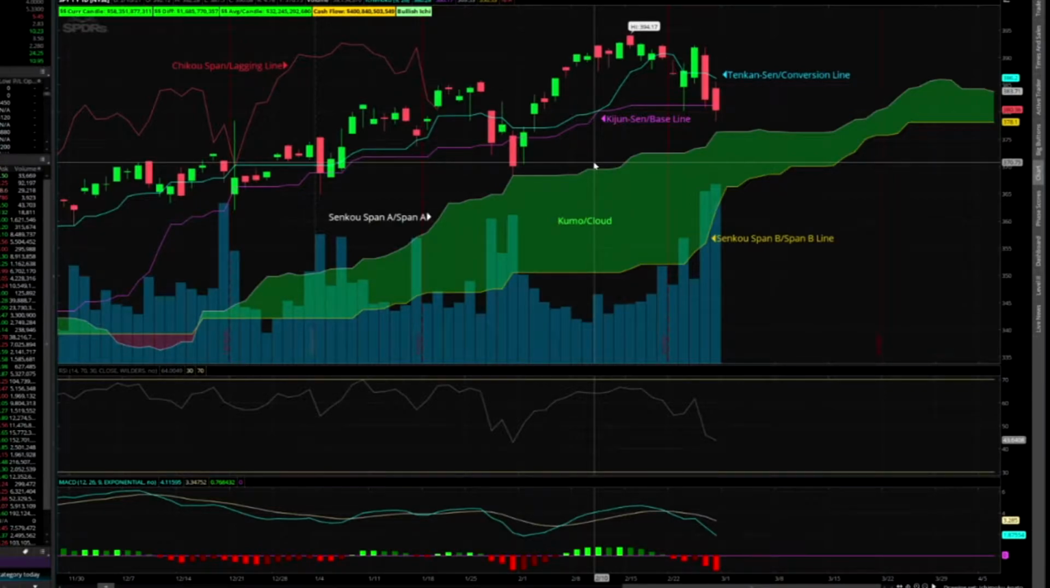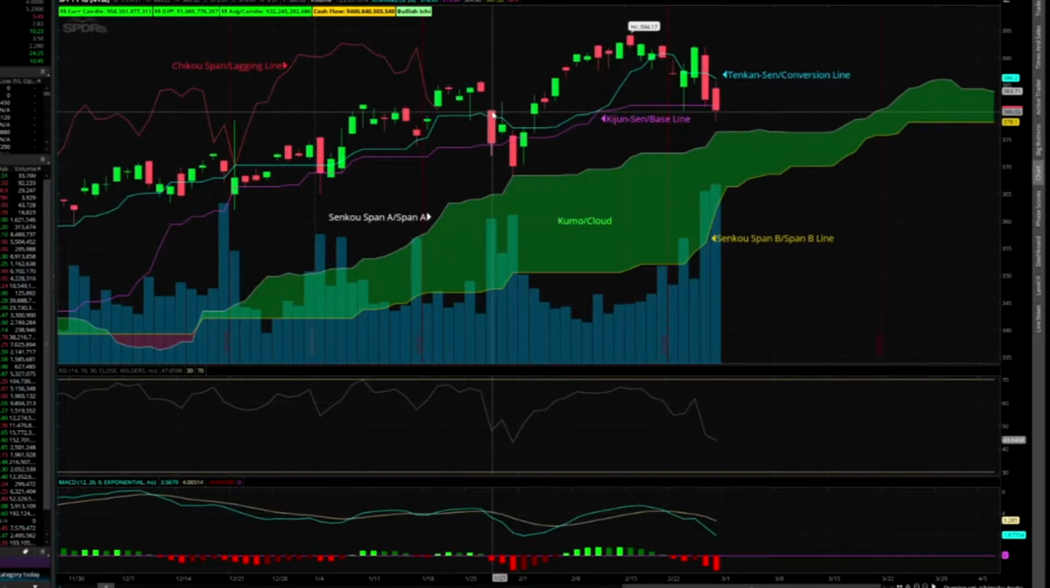The Tenkan-sen conversion line is used to gauge the immediate to short-term support and resistance on the chart, because the formulation with only 9 periods of data points makes it more short-term usage. It doesn't have as much historical data to use to chart out support and resistance. That's why it's a little bit more short-term.